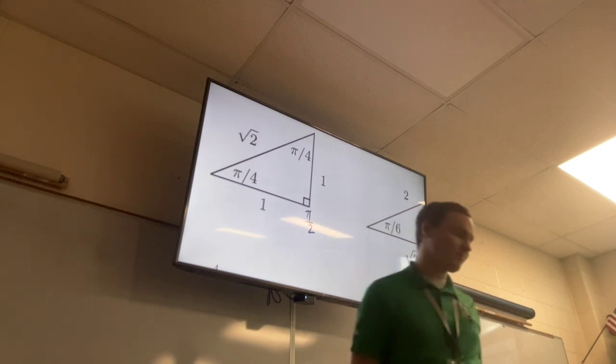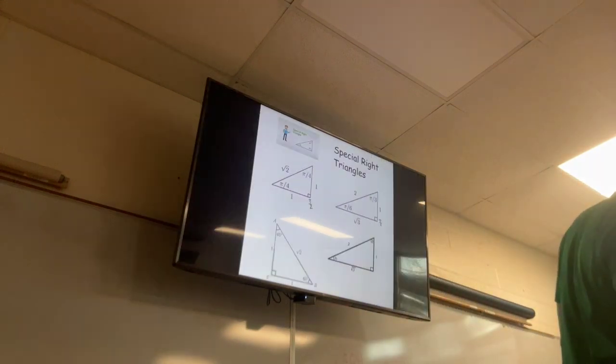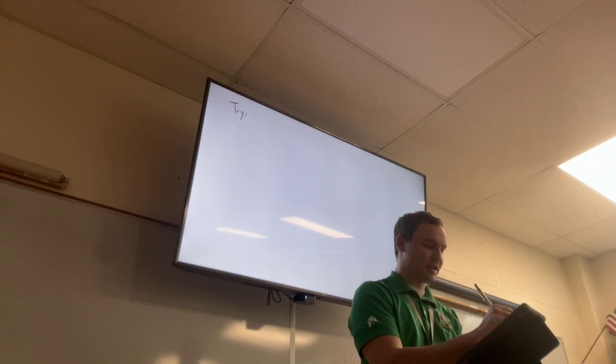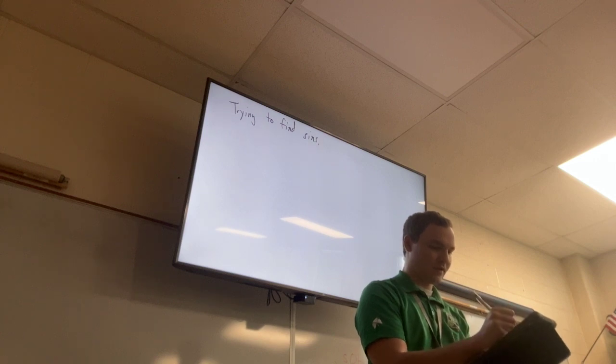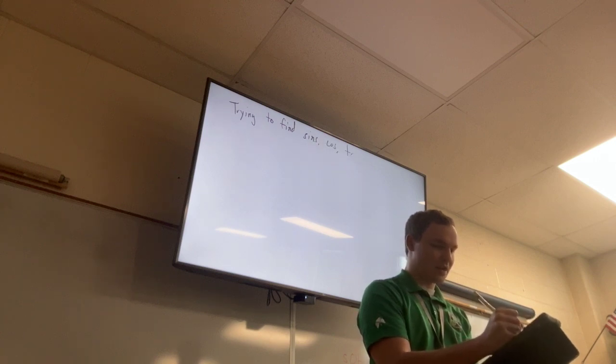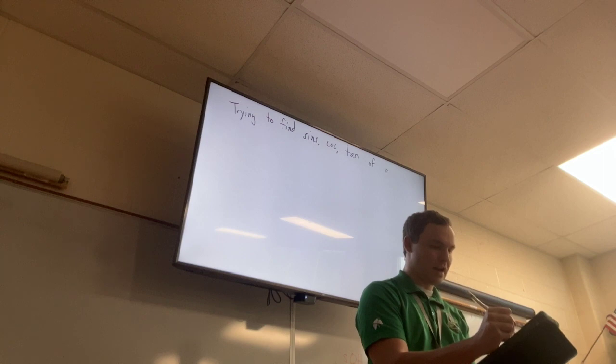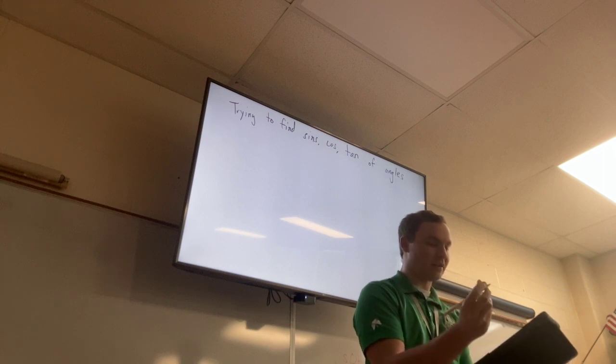Okay, so here's how I'm going to do this. Here's how we're going to, quote unquote, derive this. Okay, we're trying to find the sines, cosine, tangent of angles bigger than 90 degrees, or pi over 2 radians.